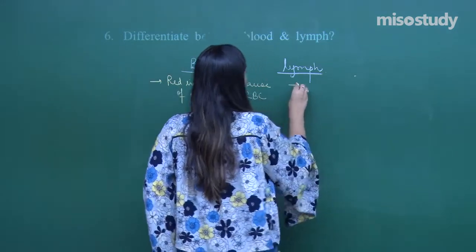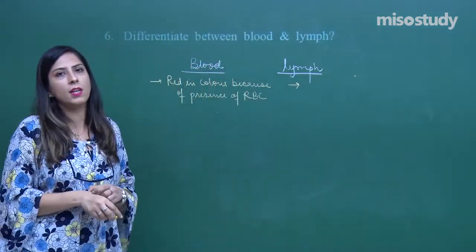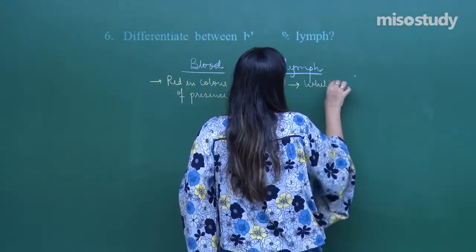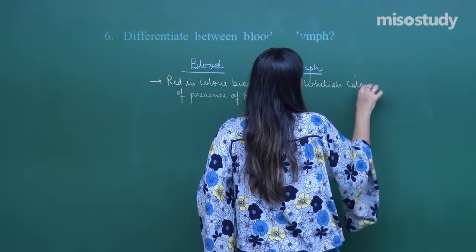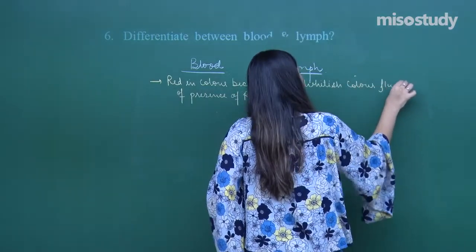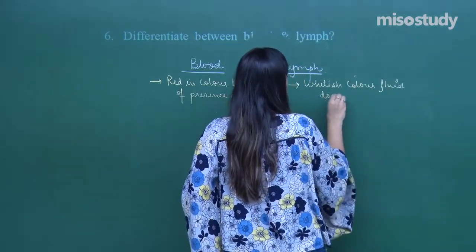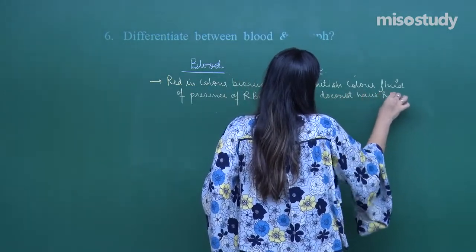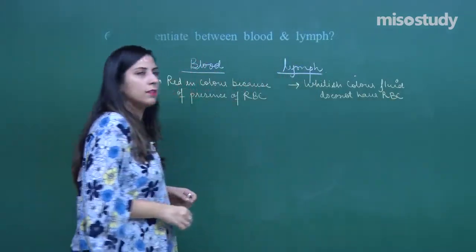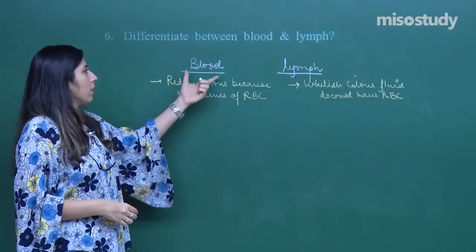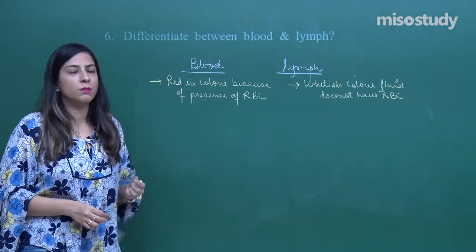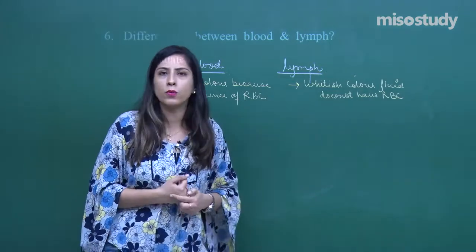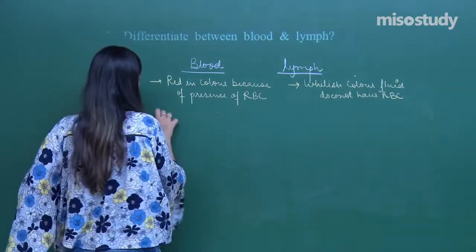Whereas what is lymph? Lymph is a whitish colored fluid. It doesn't have RBC, it doesn't have red blood cells, right? Now, the question arises where blood flows. Blood flows in blood capillaries, whereas the lymph flows in lymph capillaries.